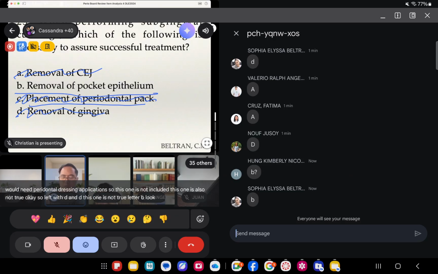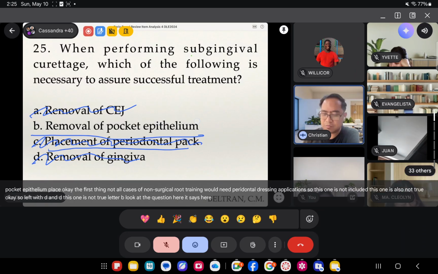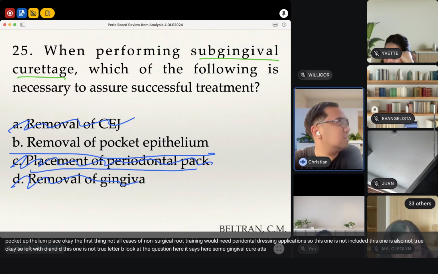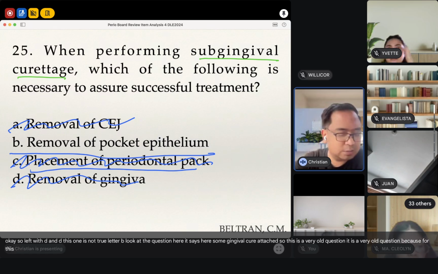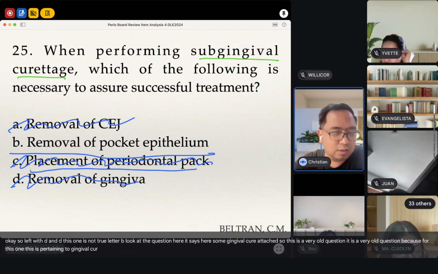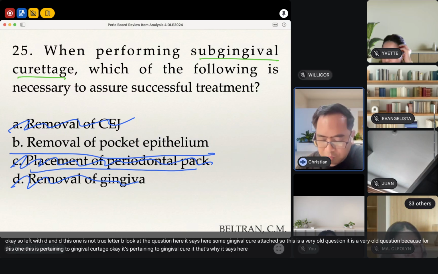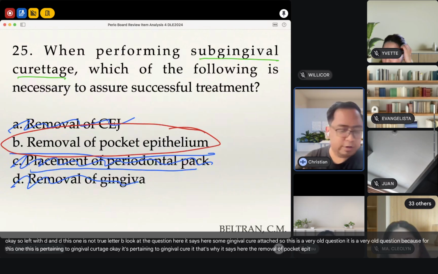Letter B. Look at the question here. It says here, subgingival curettage. So this is a very old question. It is a very old question na siguro. Because for this one, this is pertaining to gingival curettage. Okay? It's pertaining to gingival curettage. That's why it says here, removal of pocket epithelium.